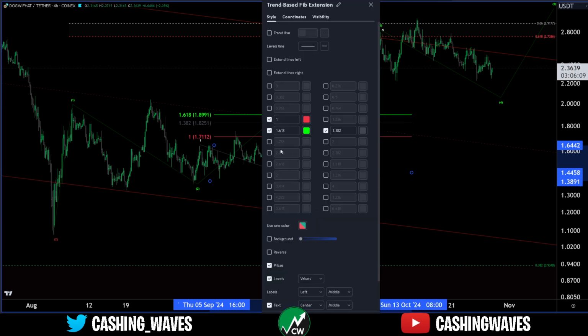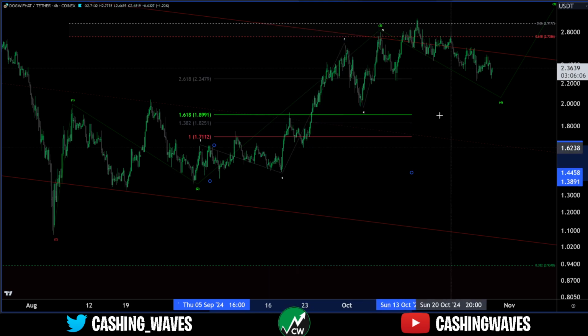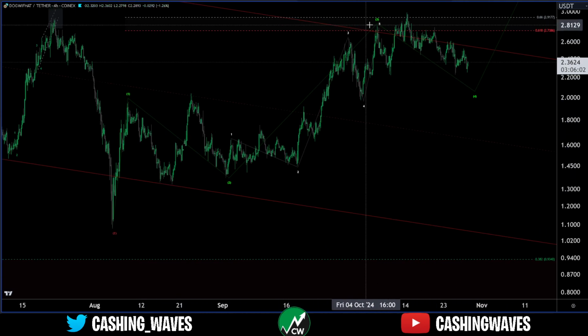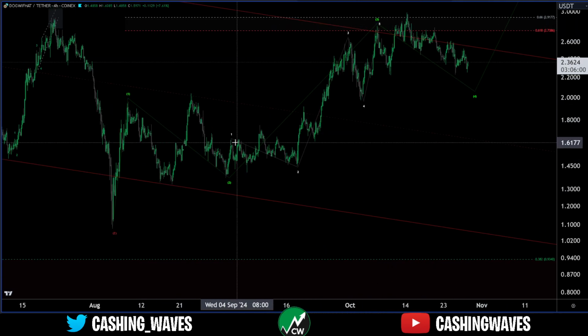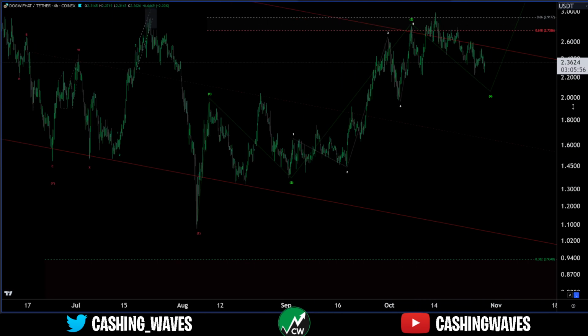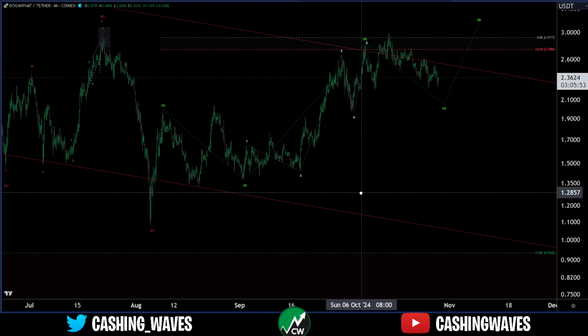Yeah, nothing's hitting ideal guidelines here, which usually means corrective. 2, 3, 4, 5. Yeah, that looks good for there. Running flat here, sharp wave. Sharp wave 4, running flat.